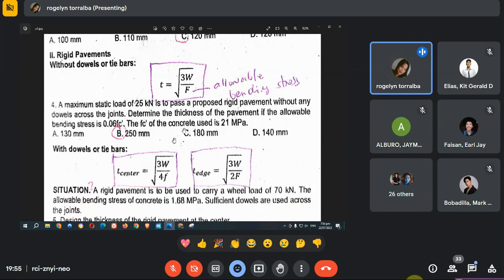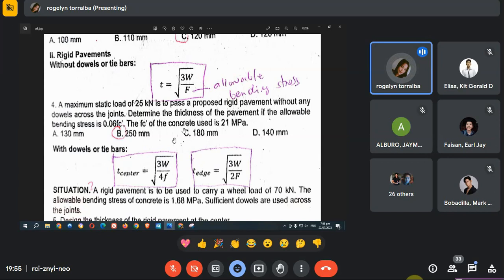So actually, this will be the last number that we will solve. Why? The following numbers need a longer discussion, so I prefer to discuss them during our face-to-face class, maybe next week, since we have our midterm on Tuesday.